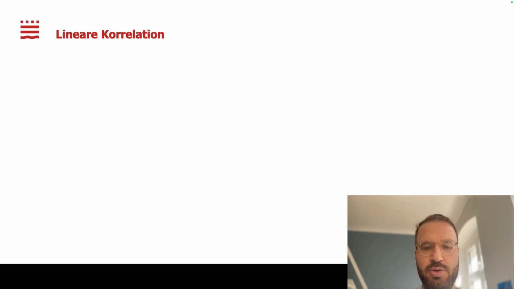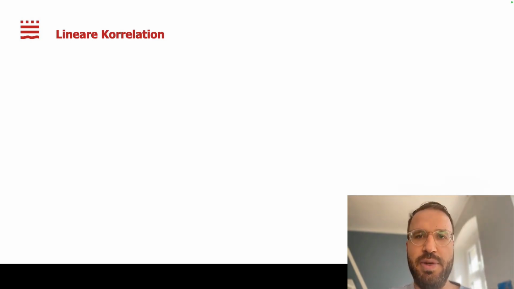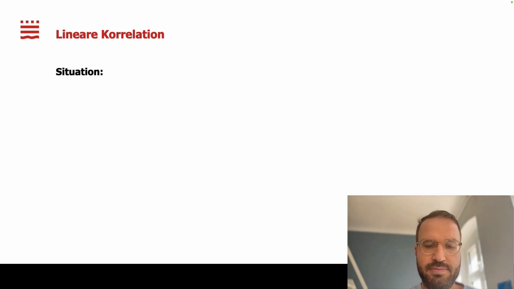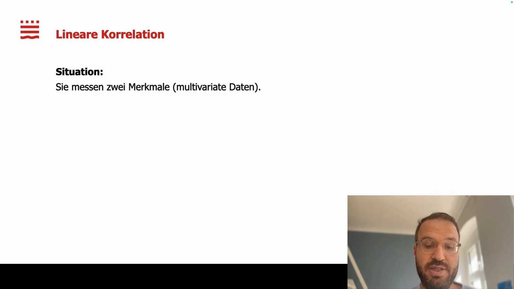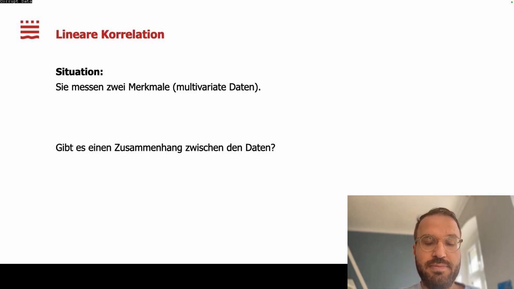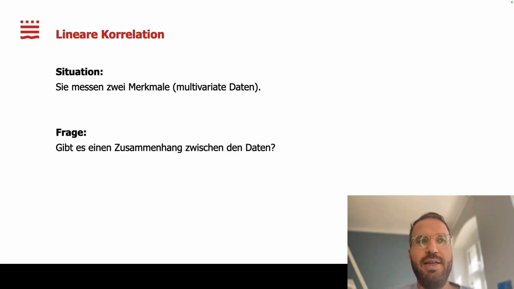We are dealing with what is called linear correlation. It will become very clear again during the week why this is important. So we have the following situation. You are measuring two characteristics, so you have two samples from univariate data, and you are wondering whether there is a relationship between these data. And our task now is to provide an answer.